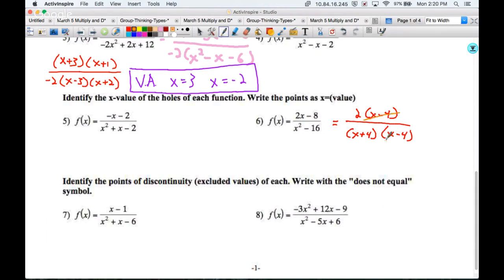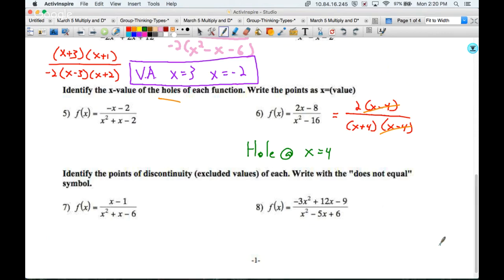These factors cancel out, and it's the factors that cancel that cause holes in the function. So the hole is at the value that would have made that 0. So we've got a hole at x equals 4. 4 is the value that would have made that 0. And although the question doesn't ask for it, we have a vertical asymptote at x equals negative 4.